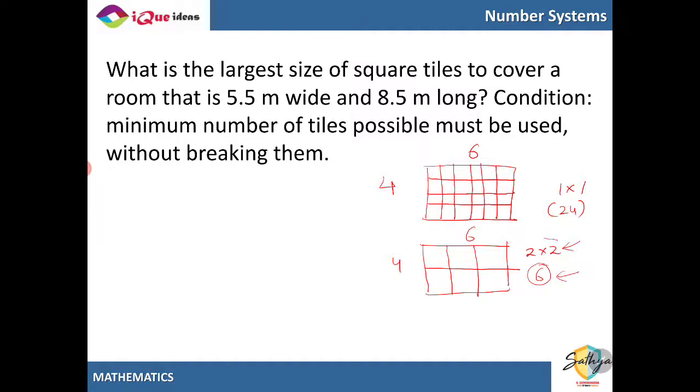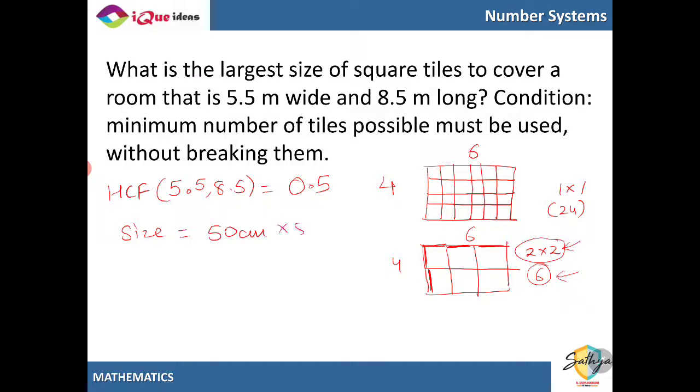So, for square tiles, both sides, 6 must be split into that number, and 4 must also be split into that number. So I require the highest value of the number which is common to both. That means the size of the tile can be found out by finding the HCF of the numbers. So to find the HCF of 5.5 and 8.5 means the value 0.5. So the size of the tile which can be covering this room will be 50 centimeters multiplied by 50 centimeters or 0.5 meters into 0.5 meters, right?